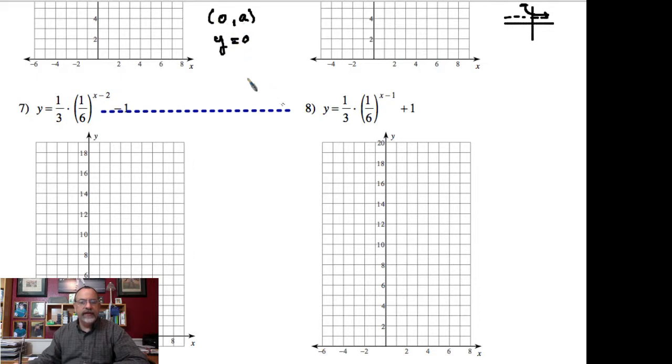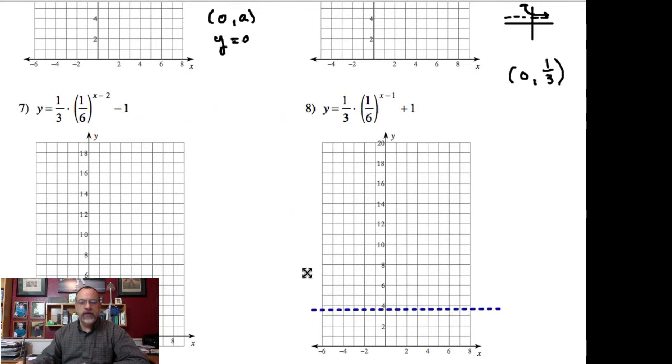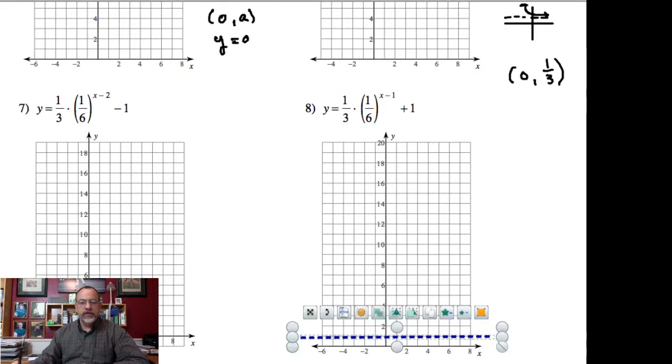So the point (0, a) is on the graph. In this case, a is a third, so the point (0, 1/3) is on the graph. So let's apply the transformations to this point and then the asymptote. The +1 is going to add 1 to every y value. So my y equals 0 is going to now be y equals 1. So my asymptote here is at y equals 1. Make sure that we put that on there and label that. So this is at y equals 1.